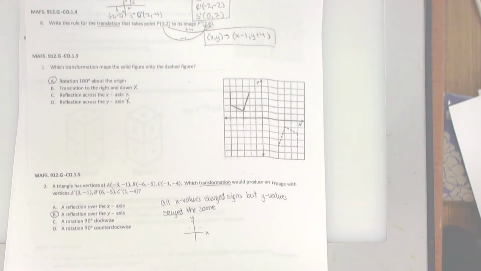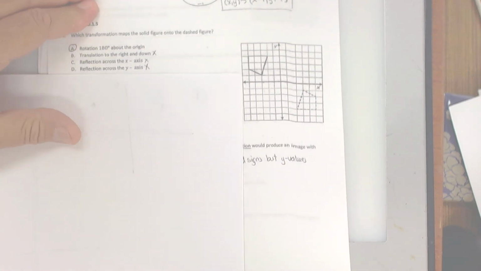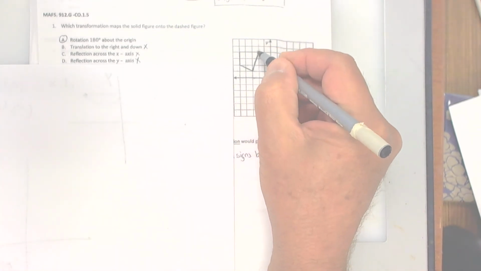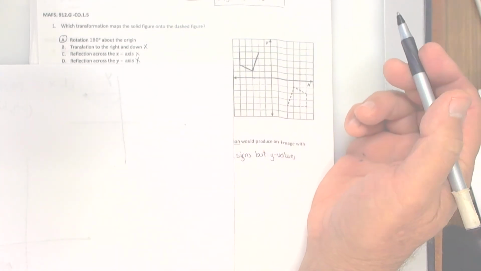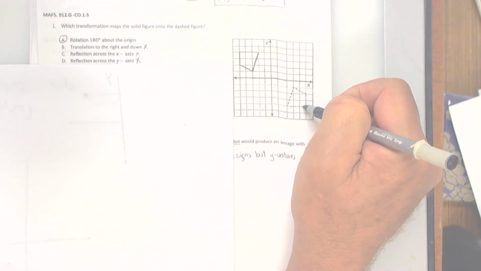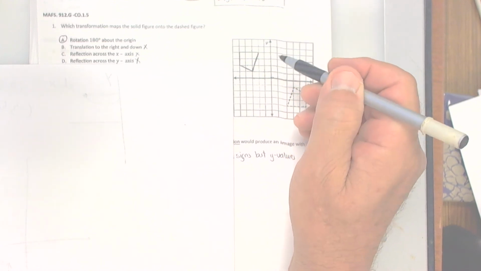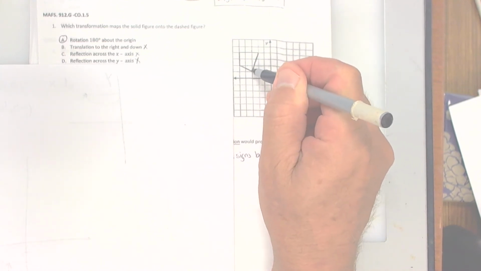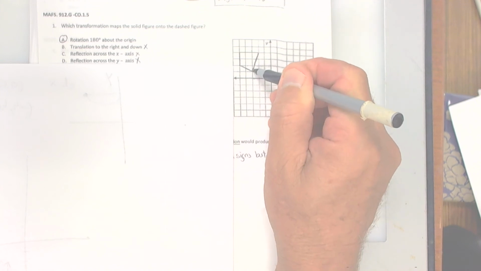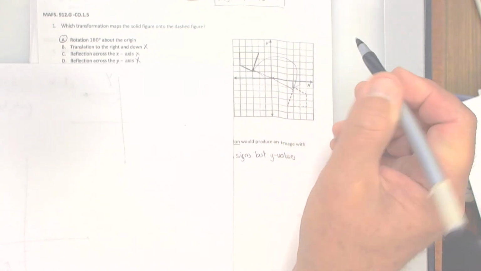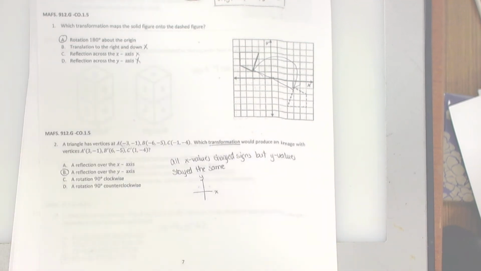Let's go to the next one here. Which transformation maps the solid onto the dashed figure? So you're going from here. It looks like 1, 2, 3, 4. So it's a quadrilateral, and you go on to this one here. Let's see what she said. Here's the origin. So she said if you rotate this point about the origin, so from here to here, 180 degrees, you got your answer. And there it is. And it looks good. Okay. All right, let's go on.